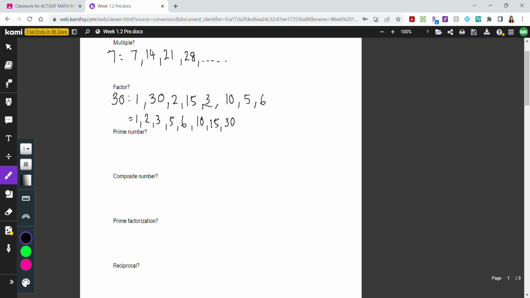And remember, 1 is a factor of every whole number, and every whole number is a factor of itself. For example, factors of 52 include 1 and 52, besides the others.